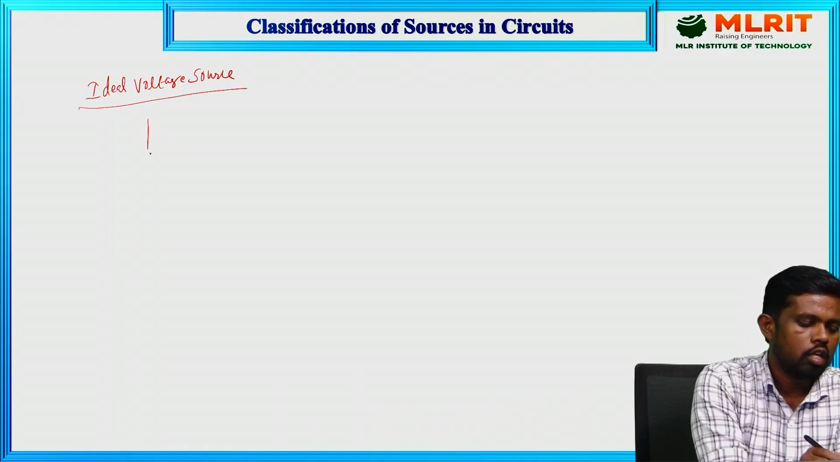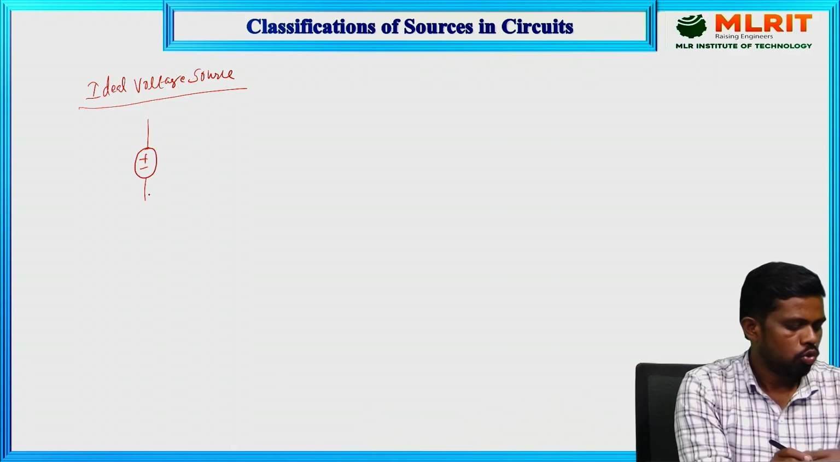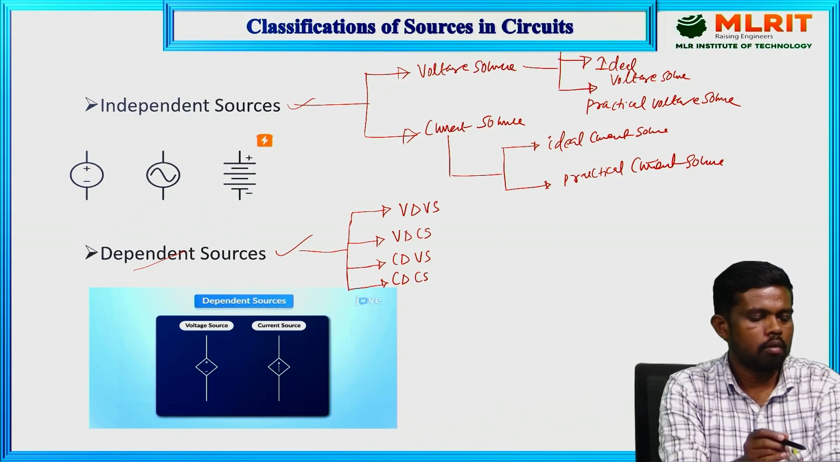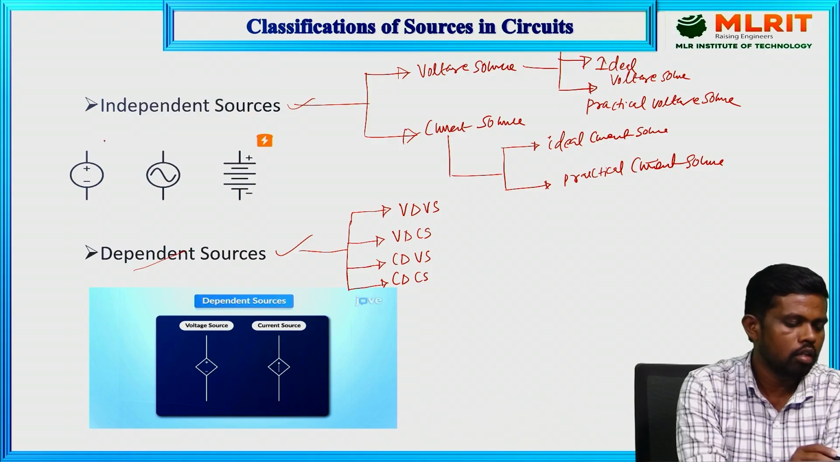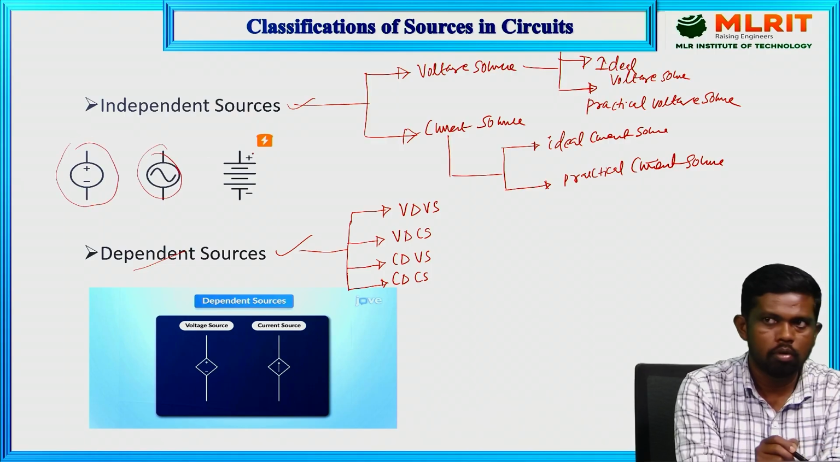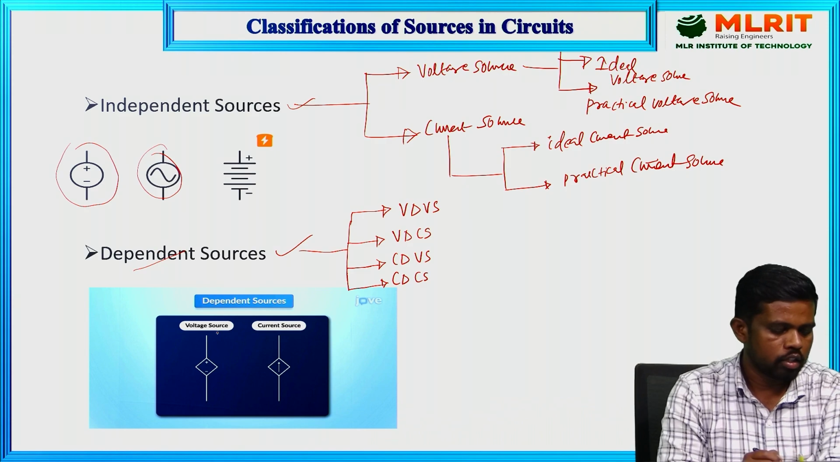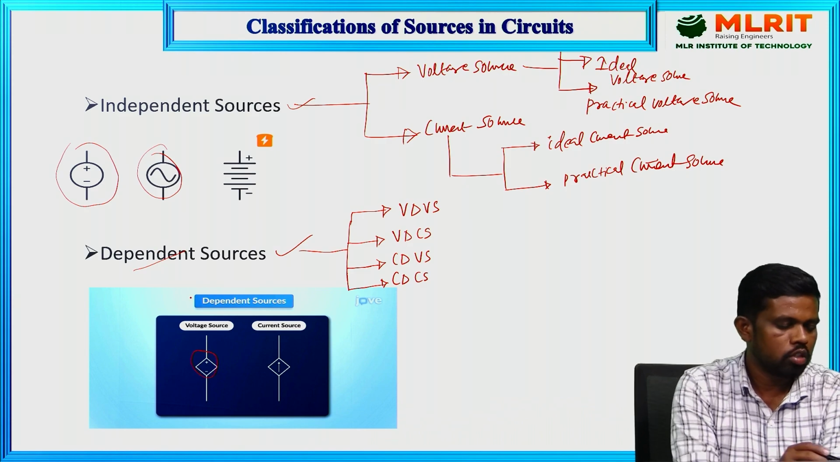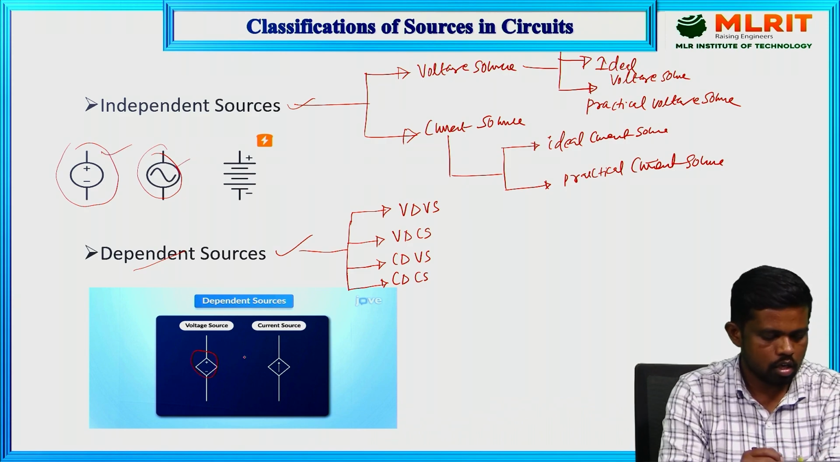This is the symbolic notation of the ideal voltage source. Independent sources always exist in a circle shape, and dependent sources exist in a diagonal shape.